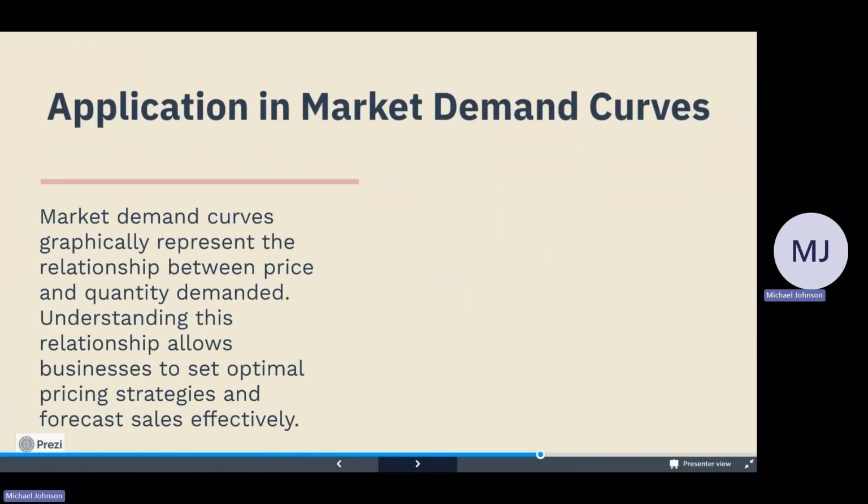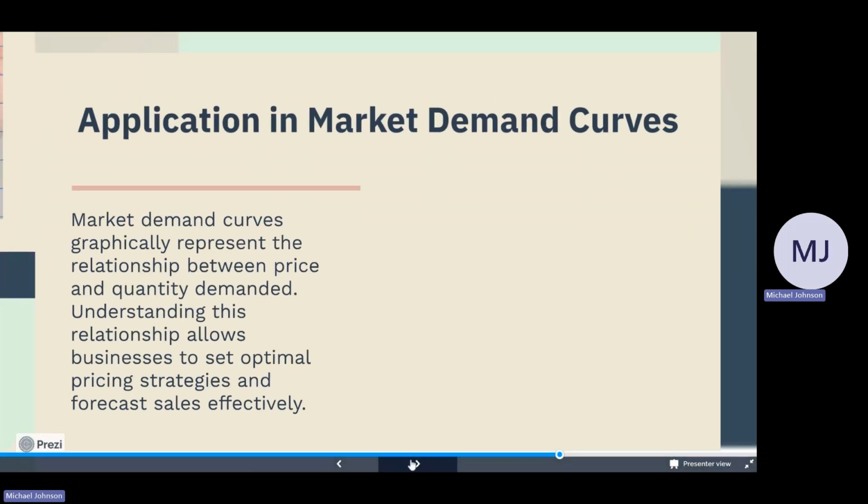Market demand curves graphically represent the relationship between price and quantity demanded. Understanding this relationship allows businesses to set optimal pricing strategies and forecast sales effectively.